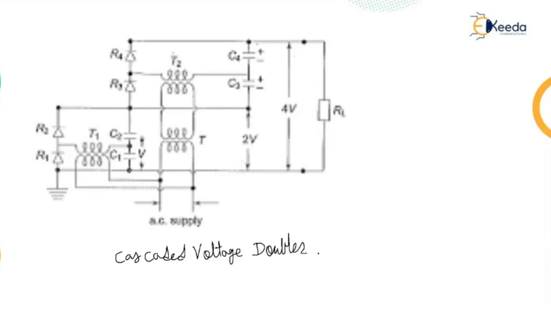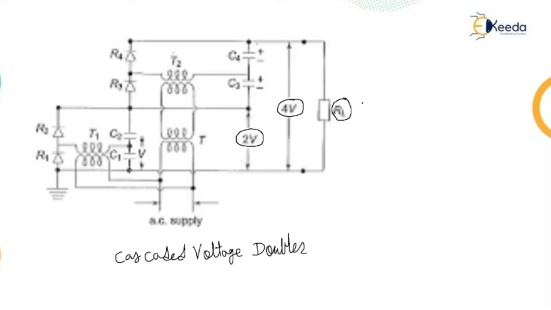Where you can see there are two voltage doubler circuits used, so that the output from one doubler circuit is 2Vmax, and as both are cascaded, the complete result is 4Vmax. So the voltage which is available across the load resistance is 4Vmax.